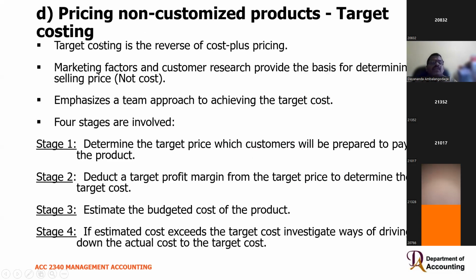Then we will move on to the next one, pricing non-customized products and target costing. Target costing is the reverse of cost plus pricing. It's a Japanese method.